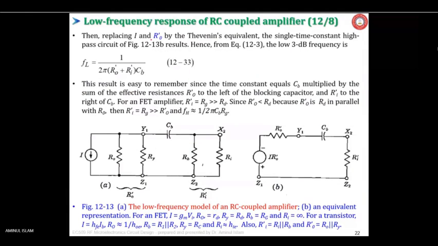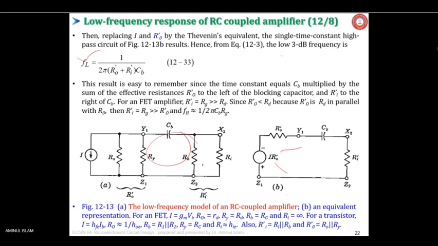Then, replacing Ri' and Ro' by the Thevenin's equivalent, the single time constant high frequency high pass circuit of 13B results. You get this from here. Hence, from equation 12-3, the low 3 dB frequency can be written as this. We have already got the FL, and we can do it.